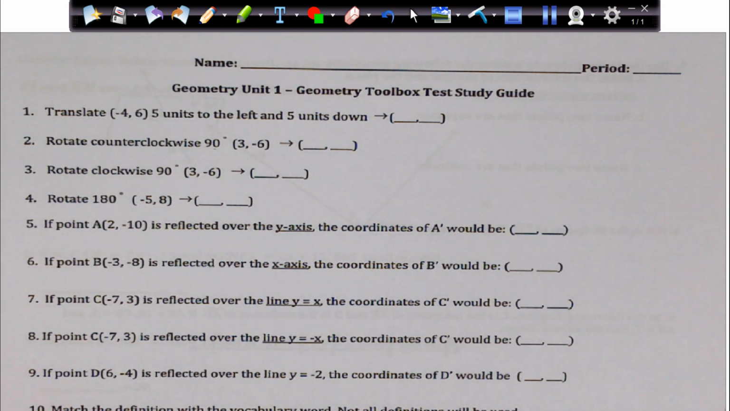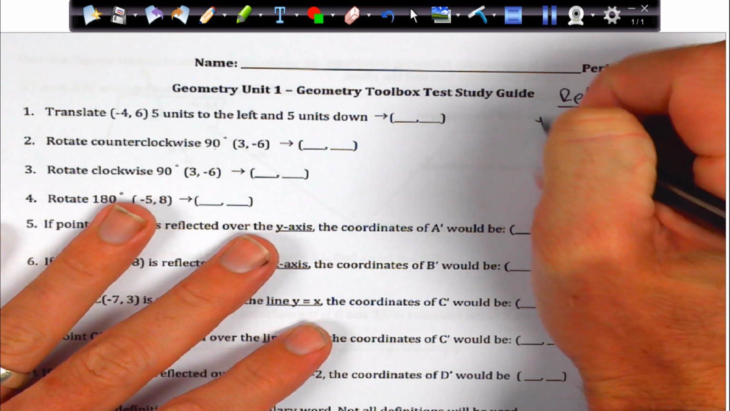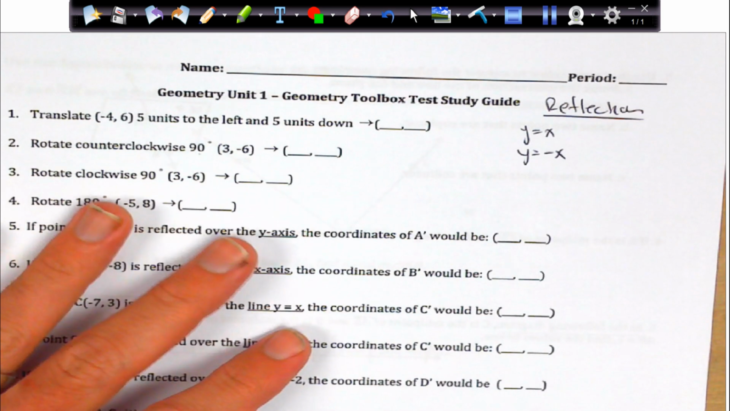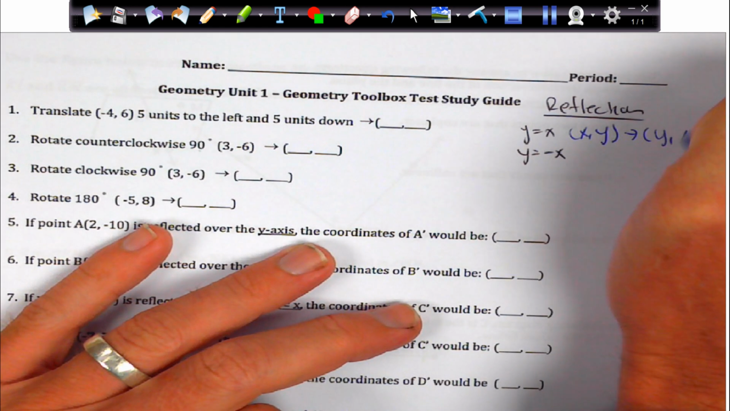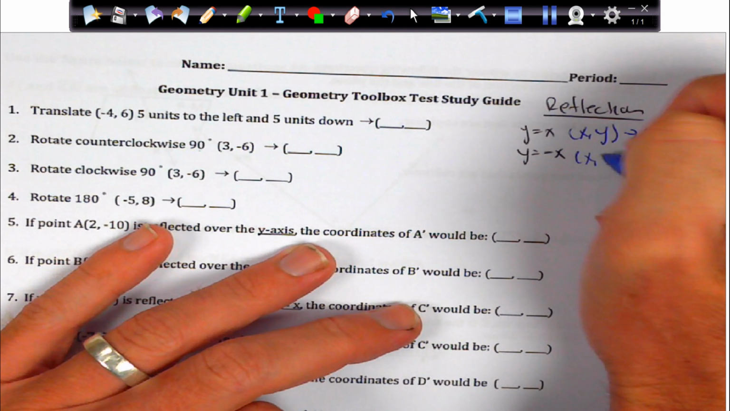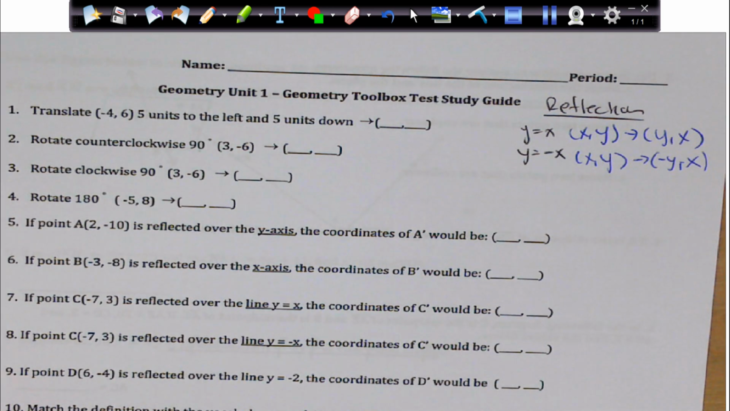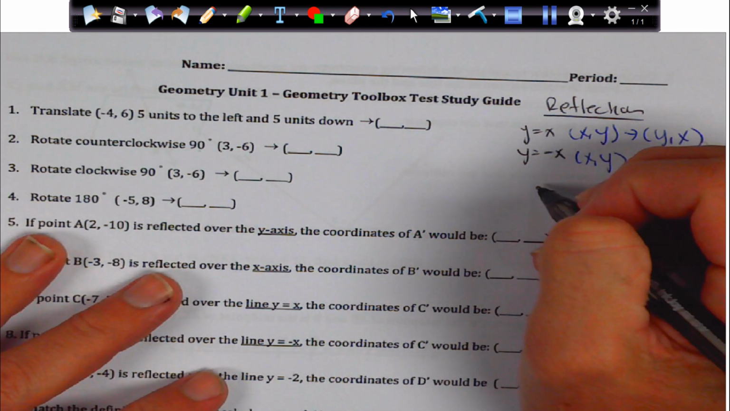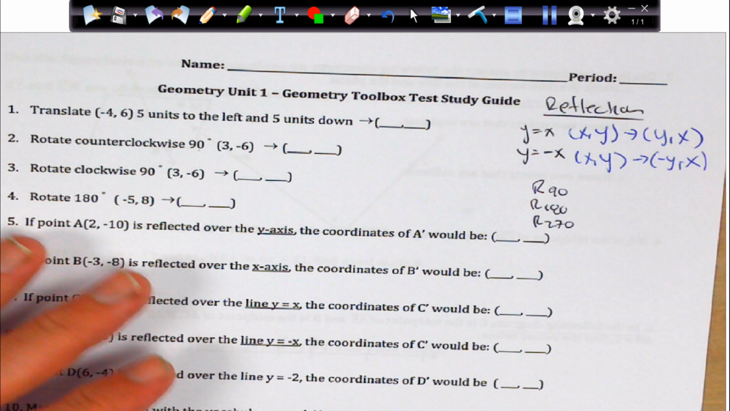So number one, a lot of vocabulary with our transformations. Again, we have a lot of rules for transformations. I typically remember the following rules. For reflections, I tend to memorize the y equals x and y equals negative x reflection equations, which is x comma y becomes y comma x, so they flip spots, and then x comma y becomes negative y comma negative x. And then I think it's worthwhile memorizing your rotation rules. So I'm going to do rotate 90, rotate 180, and rotate 270. And these are all for counterclockwise.